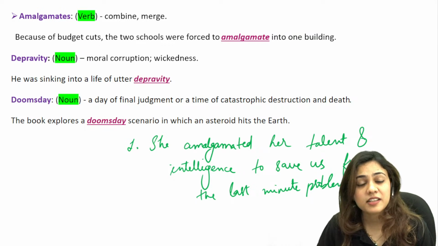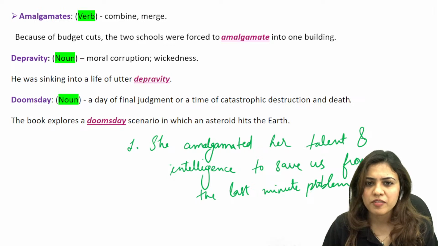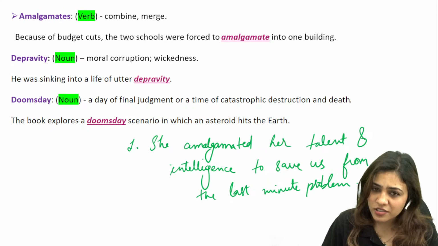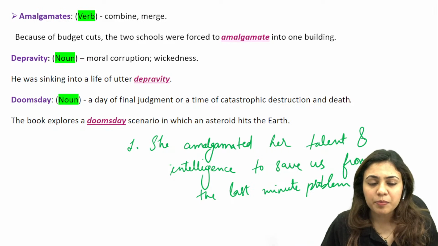So, amalgamated is combined, and instead of using the word combining or merging something, I think you have a better, fancier version now. So, start using that more frequently.